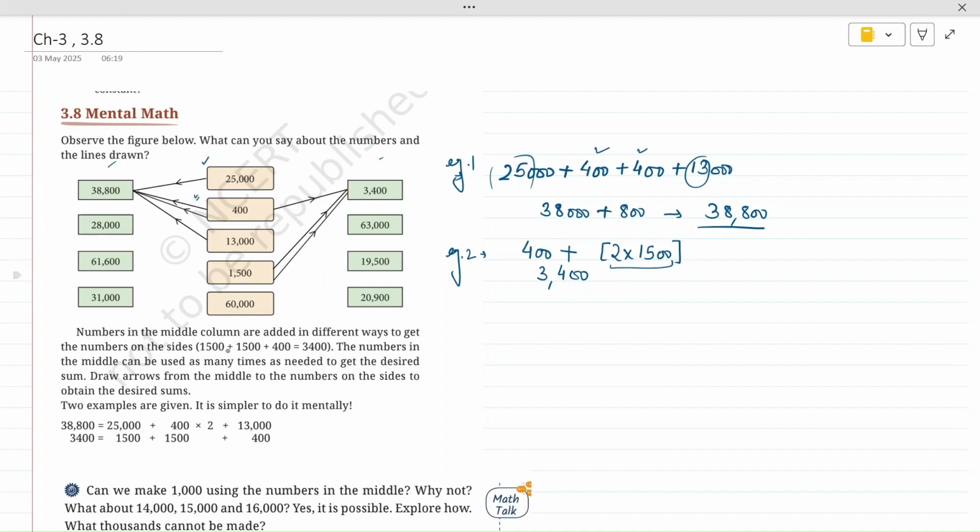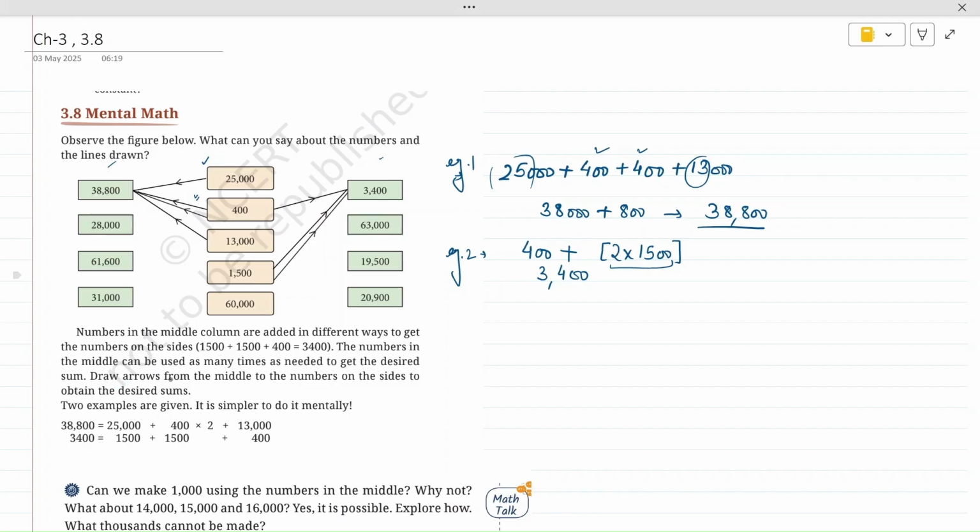This is nothing but we are using the middle numbers to get the numbers in green. If we are adding a number once, we are using one line. If we are using the number twice, we are using two lines. If we use the number thrice, we will use three lines. Okay, so now let's see what is written here. Numbers in the middle column are added in different ways to get the numbers on the side, like we have seen in both the examples. The number in the middle can be used as many times as needed to get the desired sum. So we can use these numbers, we can add them any number of times.